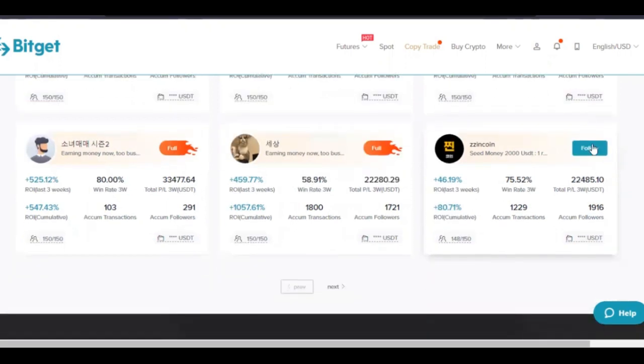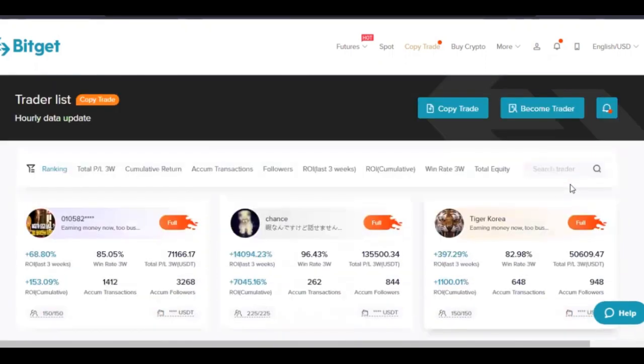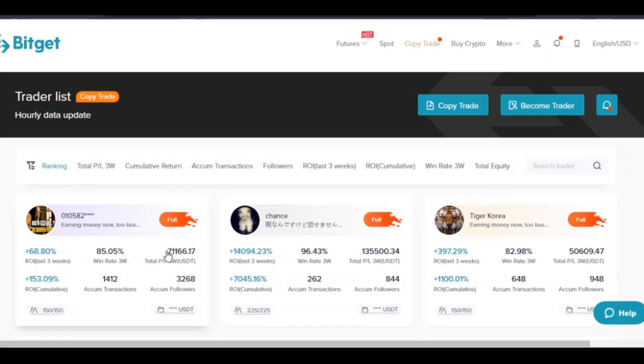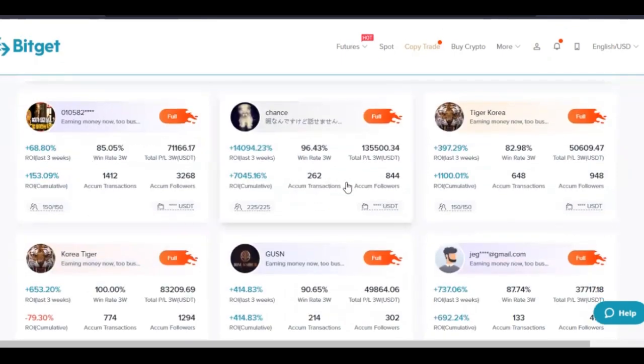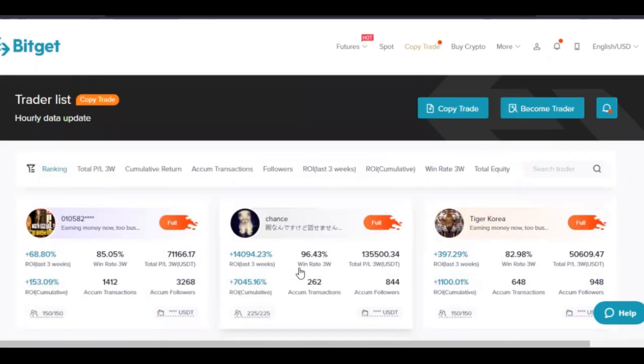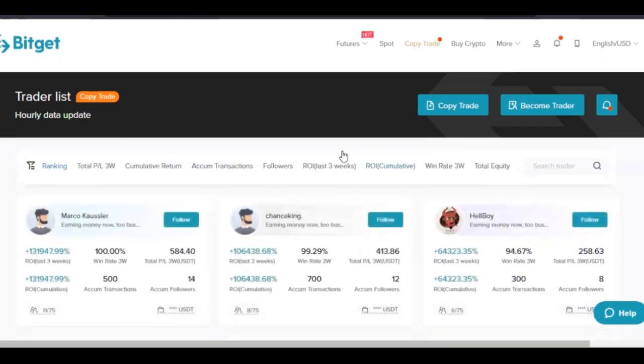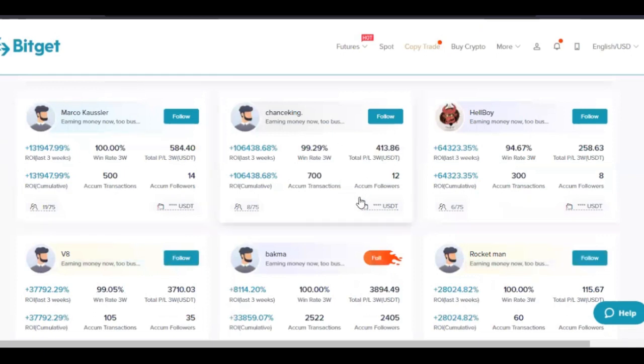This person you see that says follow. Normally what I do, if I want to copy a trader, I'll come in here and use the filter here. By default, it is by ranking. So it means that this person is ranking number one, number two, and it goes on like that. But I normally use the cumulative return. I can use the cumulative return or the return on investment based on the cumulative. If I click on this, it gives you all of this option.